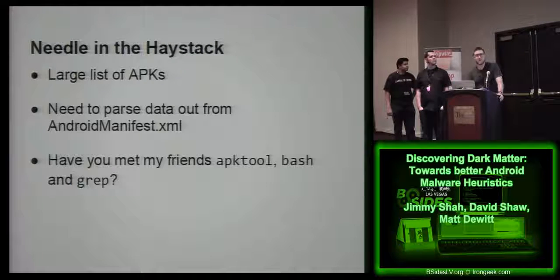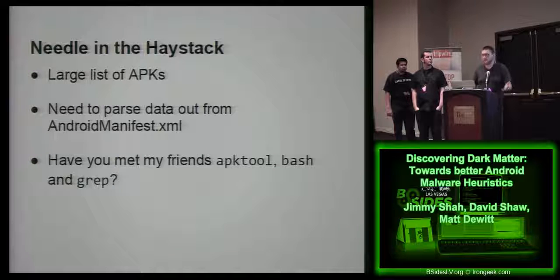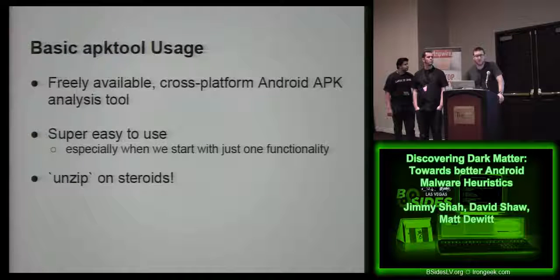So we have this large list of APKs that I was talking about, and now we have perms.txt for what we're looking to find. And we need to parse the data out of AndroidManifest.xml. Well, fortunately, it's pretty easy to do that using a combination of open source tools, as well as a little bit of shell scripting. APKTool is a freely available Java tool. You can run it pretty much anywhere. We've done analysis on Linux, Windows, and Mac, so you can get it anywhere. It's really easy to use because we're pretty much only using one function there, the decompile function, to take an APK and break it down into its components. So basically, we're just using it as unzip on steroids.